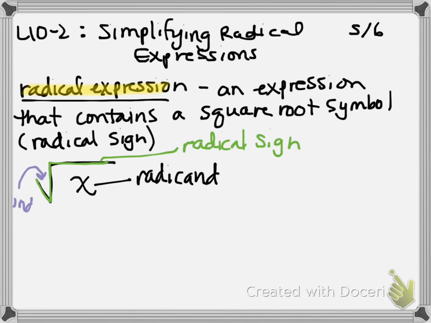So the index is the one that determines what root you're taking it to. If our index, that little crook, is empty, that means it's a square root. If there's a 3, it's a cube root. If it's a 15, it's a 15th root. So it tells us what we're looking for. These are some rules that must be followed in order for an answer to be simplified.